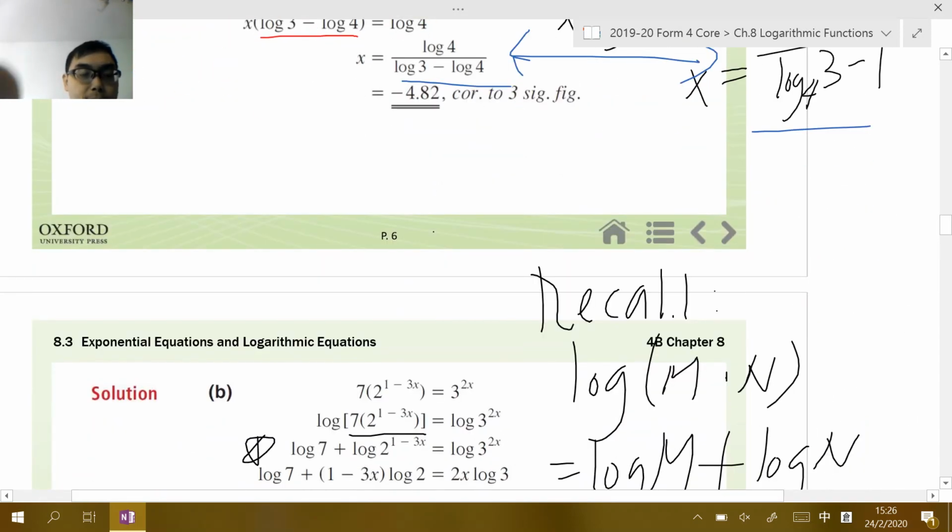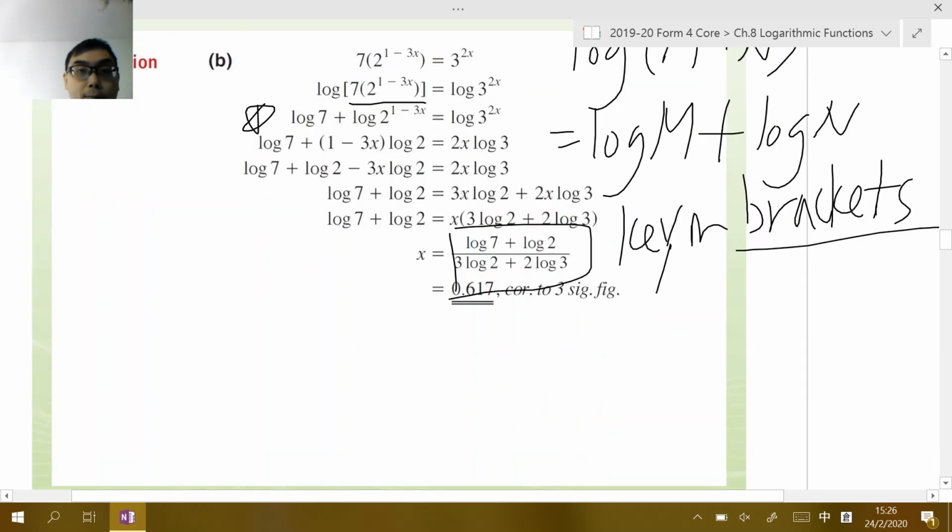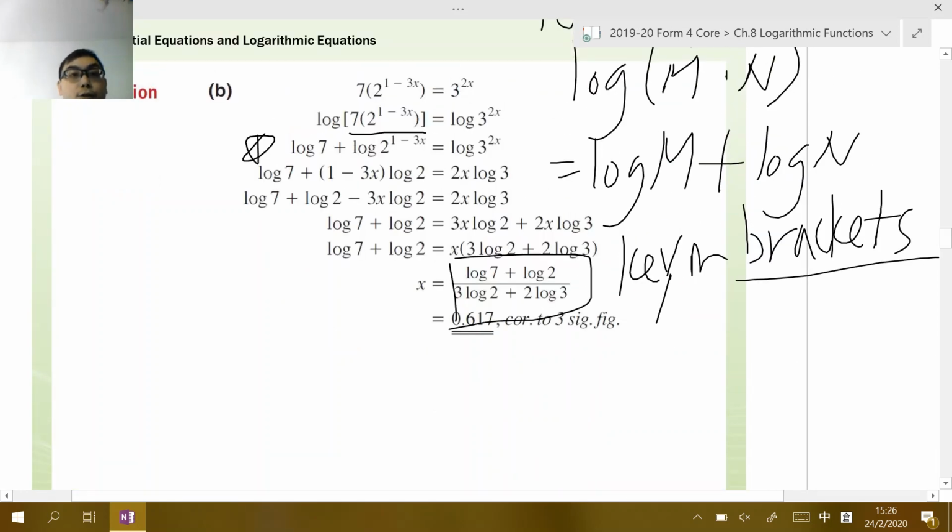Yeah, this one. Now, this one would be your book, page 28. The question, example 12, question B. Okay, so this one.